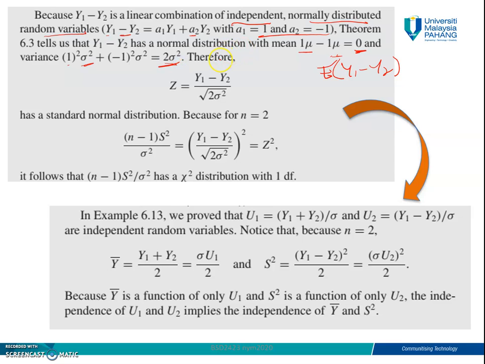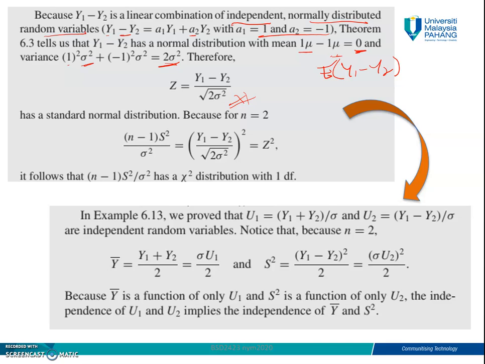So therefore, that's why you will have this Z. So this Z follows a normal distribution. And then because you have n equal to 2, that's why it becomes like this. We have this one, so this becomes Z square. So here you can see that it follows a chi-square distribution with 1 degree of freedom, because from here you can see n minus 1 is 1. So 2 minus 1 is 1, so 1 degree of freedom.